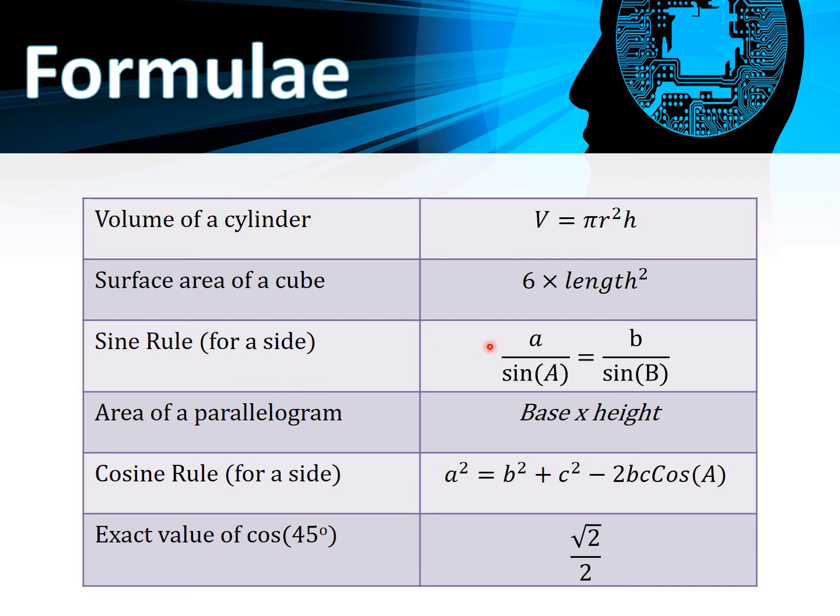Sine rule for a side, a over sine a equals b over sine b. Remember when you're doing sine rule that the little a and the big A are going to be on opposite sides of each other on the triangle. Same with the b's and c's, for that case.